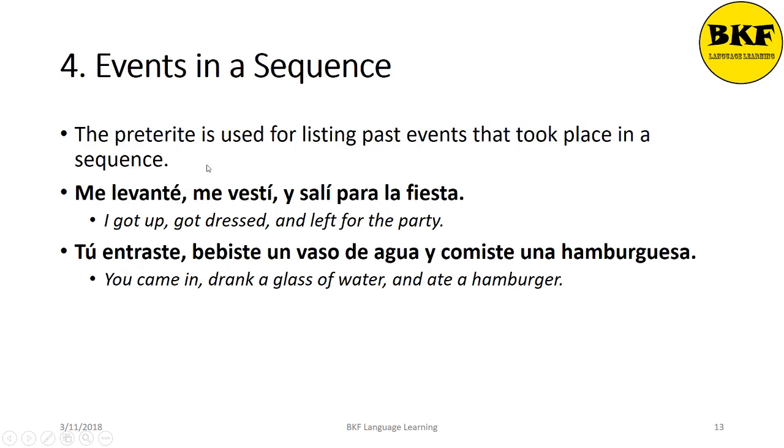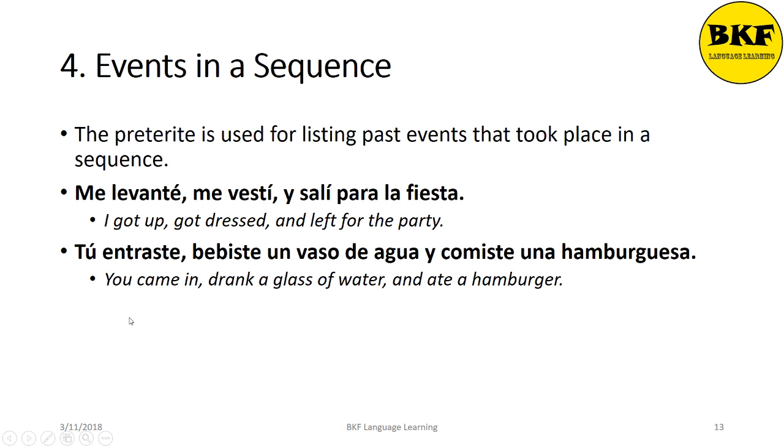Events in a sequence. The preterite is used for listing past events that took place in a sequence. For example, if I want to say I got up, got dressed and left for the party, I could say me levanté, me vestí y salí para la fiesta. So for the party is para la fiesta. This is the word for left, this is the word for dressed, and this is the word for got up.